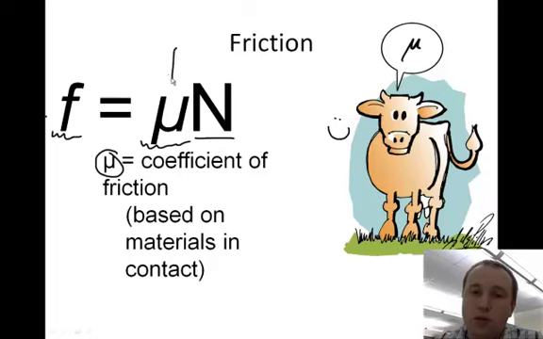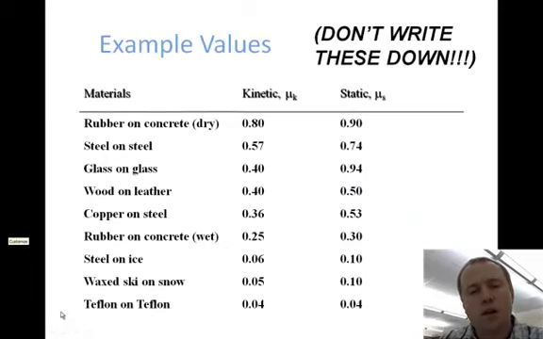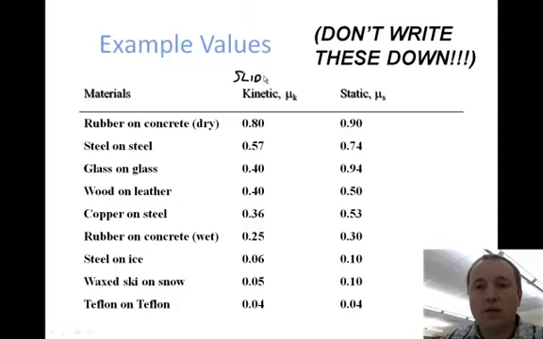But this mu here is the interaction. It's like a scale factor. Let me show you a couple of values. Notice we have two words. Kinetic means sliding, and static means exactly what it says, non-sliding. And so you'll see this in two forms, uk, which is kinetic.